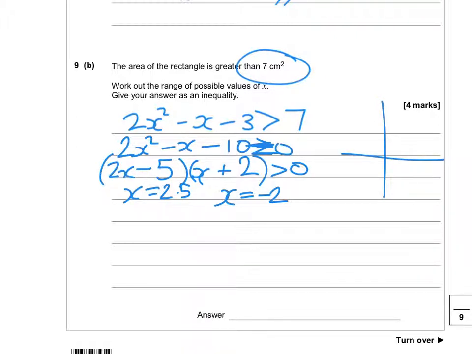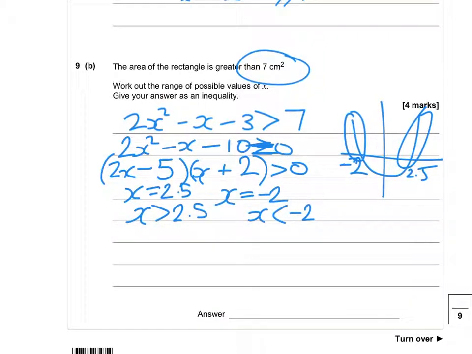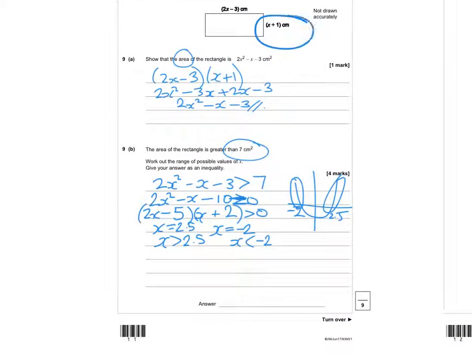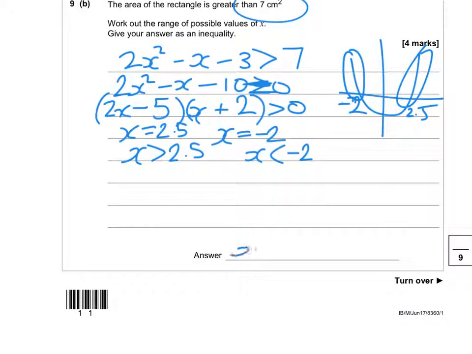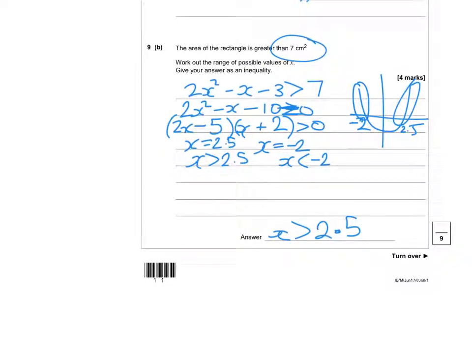So if I imagine my graph here, I've got minus 2 and 2.5, and I want it to be more than 0, so I want this bit and that bit. So x is either more than 2.5 or less than negative 2. Well, it's a shape, it can't be less than negative 2, it can't have those sides. So x has got to be more than 2.5. Okay, so the key thing there is to make it equal to 0, factorise and solve it.